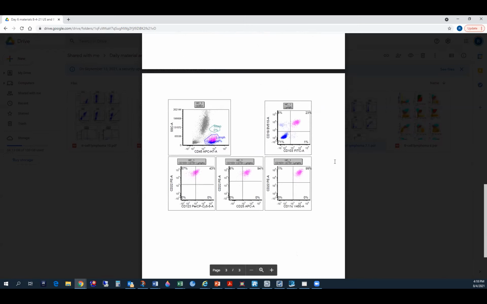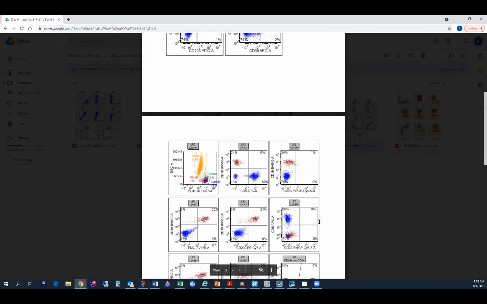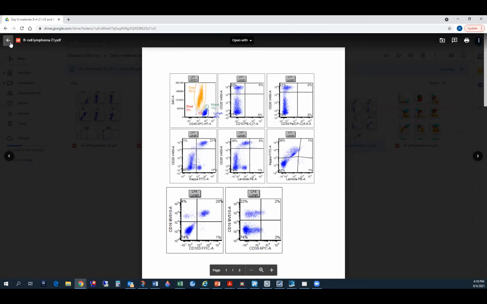So yeah, this is classic hairy cell that will be positive for CD103, CD11c, CD25, and CD123. All four are usually positive. Great, thank you. Any questions?